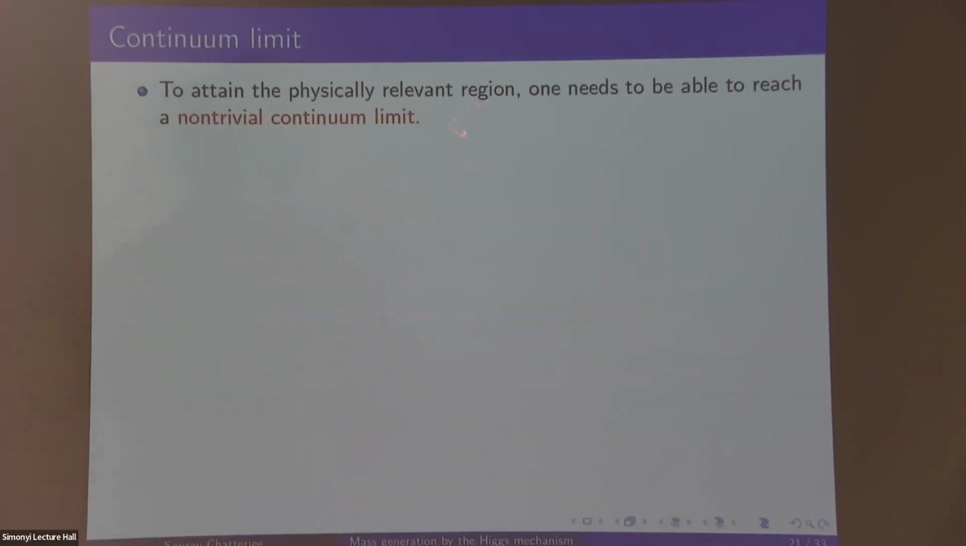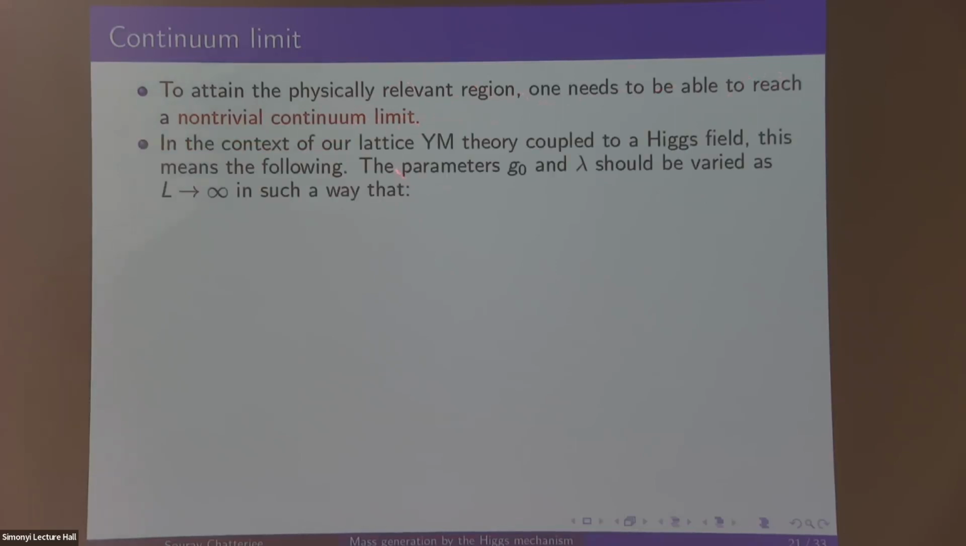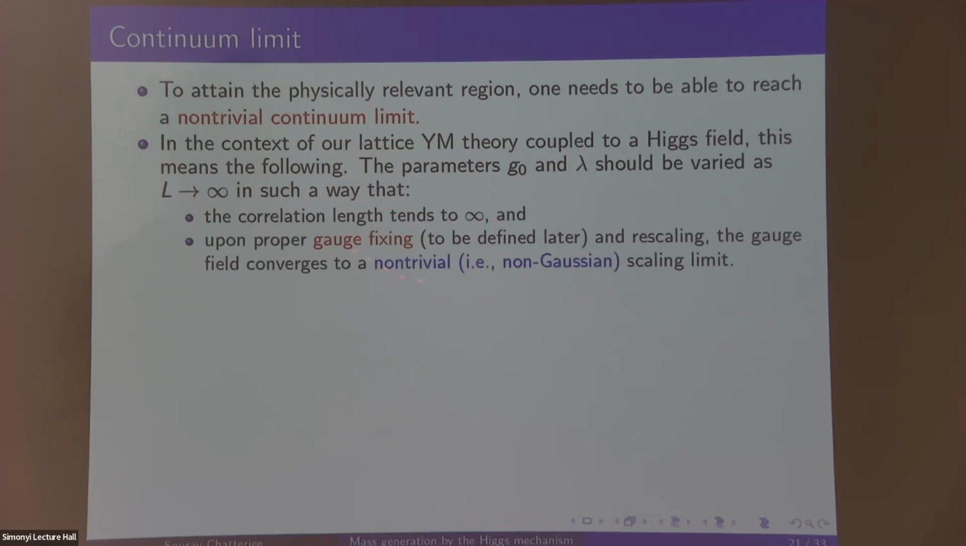And the problem is, to attain a physically relevant region, one needs to be able to reach a non-trivial continuum limit. What this means is the following. In the context of this theory coupled to Higgs field, the parameters G0 and lambda should be varied as L goes to infinity in such a way that the correlation length tends to infinity. And upon proper gauge fixing, the gauge field converges to a non-trivial, which in physical terms means a non-Gaussian, scaling limit. This is what people try to do when they do renormalization.